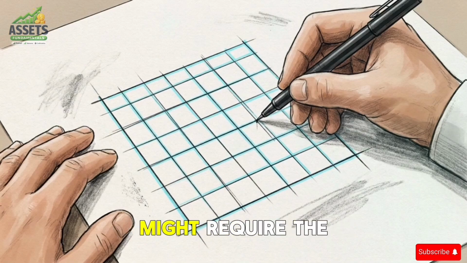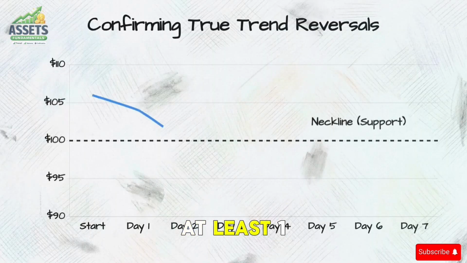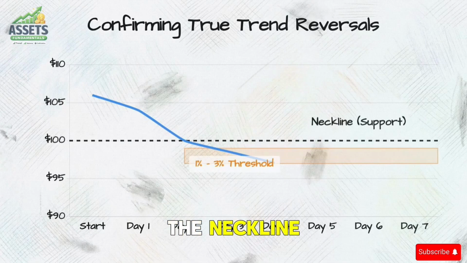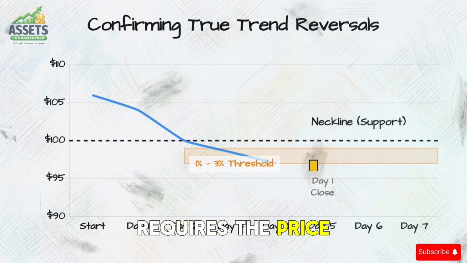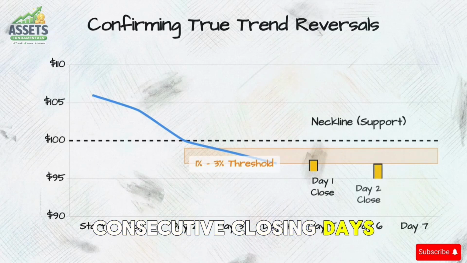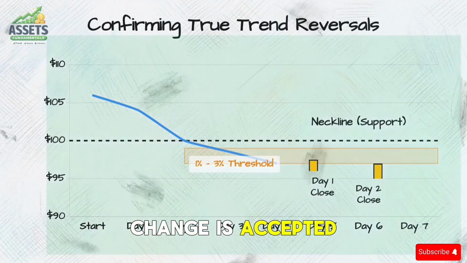A price filter might require the market to close at least 1 to 3% beyond the neckline to confirm the break is valid. A time filter, such as the 2-day rule, requires the price to stay beyond the neckline for 2 consecutive closing days before the trend change is accepted.